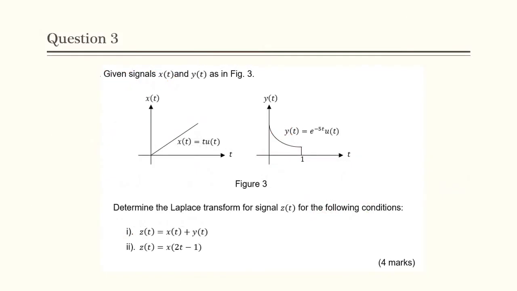Let's look at the third question. So given two signals x(t) and y(t), you need to determine the Laplace transform for a new signal z(t) based on the following conditions. Obviously, when you have a signal in time domain, to solve using Laplace transform, you need to convert all signals into the s domain. So you need to get what is your X(s) and also Y(s).